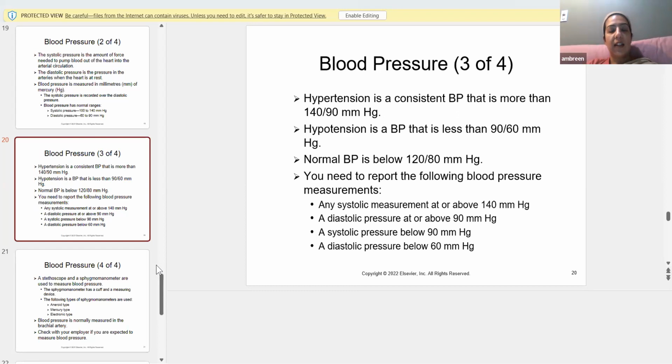Hypotension is blood pressure that is less than 90 over 60 mmHg. Normal blood pressure is below 120 over 80 mmHg. You need to report the following blood pressure measurements: any systolic blood pressure at or above 140 mmHg, a diastolic pressure at or above 90, a systolic blood pressure below 90, or a diastolic blood pressure below 60. You don't have to do blood pressures, but if you are working in trauma, you will do the blood pressures. That time, remember, anything higher than 140 or lower than 90, you always report.